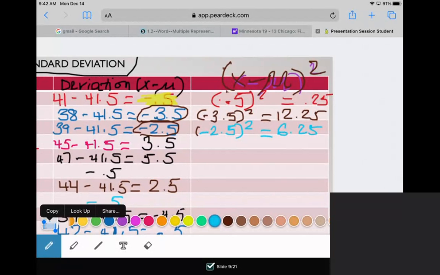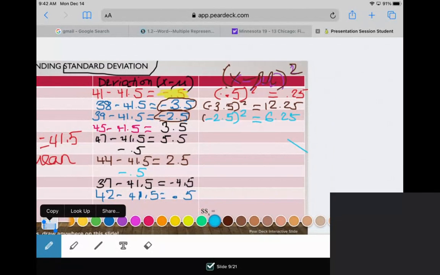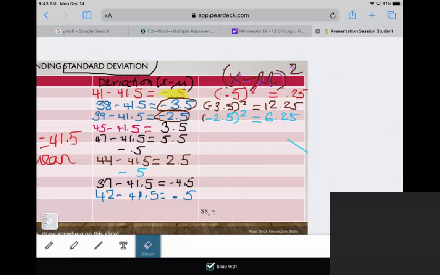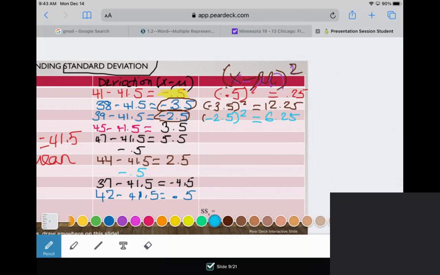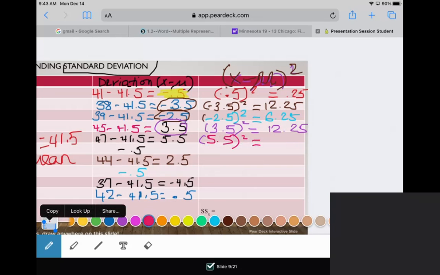We have a couple minutes left, about 3 minutes. So what we're going to do today is just finish up this column, and when we come back on Wednesday, we're going to finish up this problem. So for now, I'm just going to finish the rest of them, taking the deviation and squaring it. This gives you time to copy it down. The next one is also 3.5. Square it, that gives you 12.25. And then the next one, 5.5, square it, gives you 30.25.